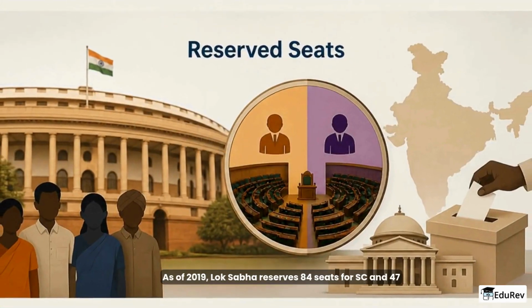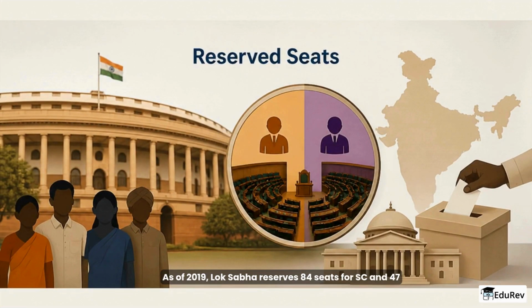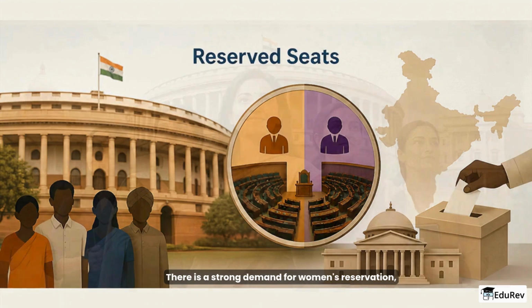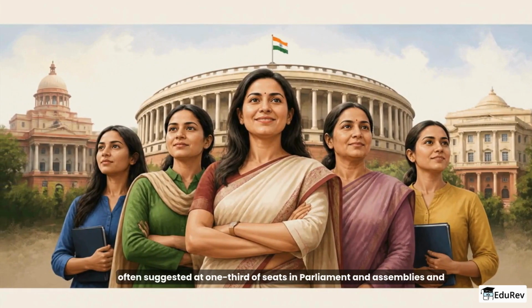As of 2019, Lok Sabha reserves 84 seats for SC and 47 seats for ST, and reservation has been extended to 2030. The Delimitation Commission, working with the Election Commission, decides which constituencies are reserved and can rotate them when needed. There is a strong demand for women's reservation, often suggested at one-third of seats in parliament and assemblies, and women already have reservation in local bodies.